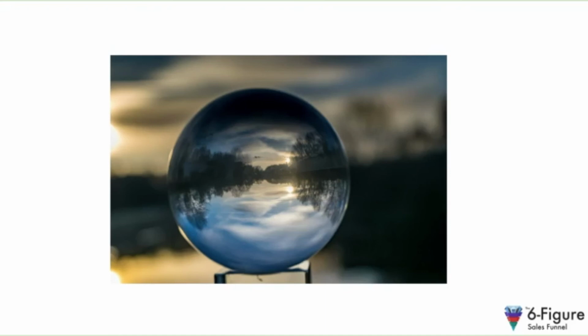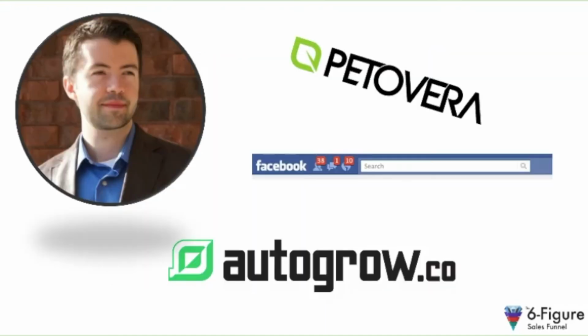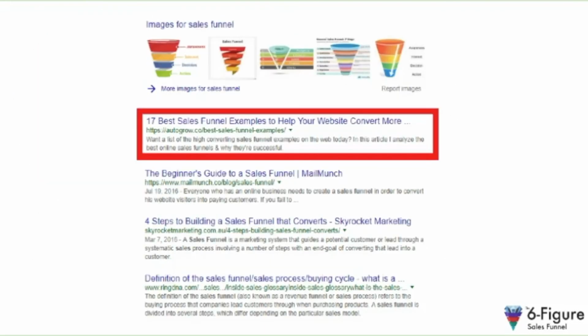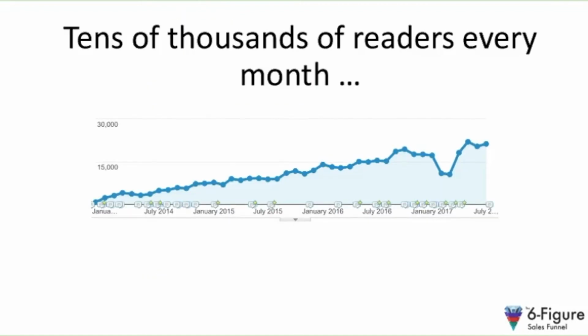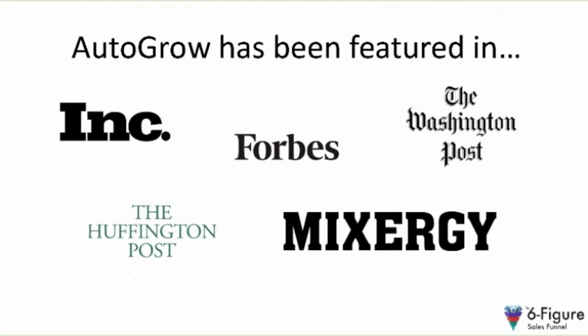Now, before we get going, I want to be completely transparent with you. While it's true that I've been in sales as an entrepreneur since I was a teenager, and that I've been developing my digital marketing ability since the early days of Facebook, it's also true that Google consistently ranks AutoGrow and our article resources in the #1 spot, sending us tens of thousands of readers every single month and growing. We've also been featured in Inc. magazine, Forbes, the Washington Post, the Huffington Post, neilpatel.com, QuickSprout, and many others.